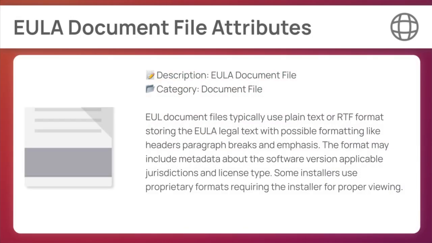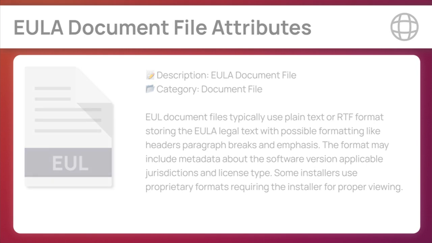EUL document files typically use plain text or RTF format, storing the legal text with possible formatting like headers, paragraph breaks, and emphasis. The format may include metadata about the software version, applicable jurisdictions, and license type. Some installers use proprietary formats requiring the installer for proper viewing.